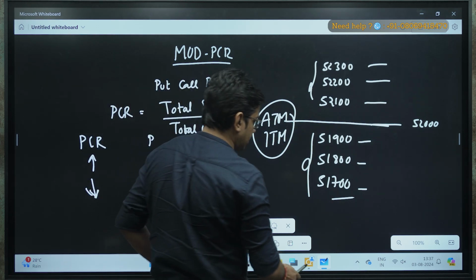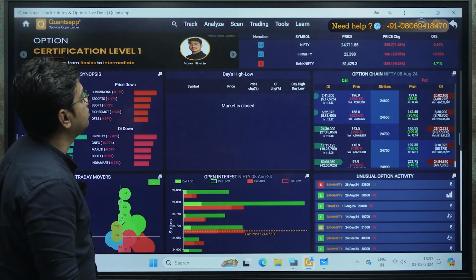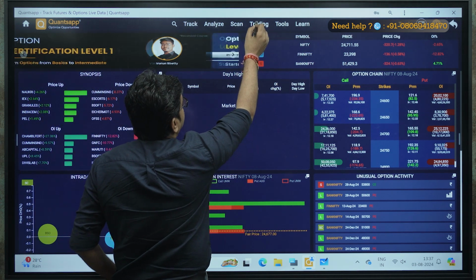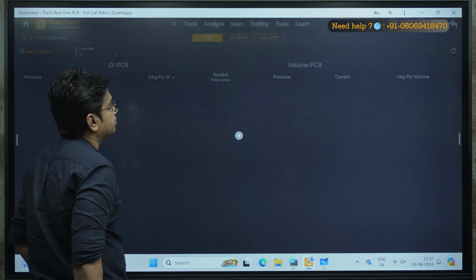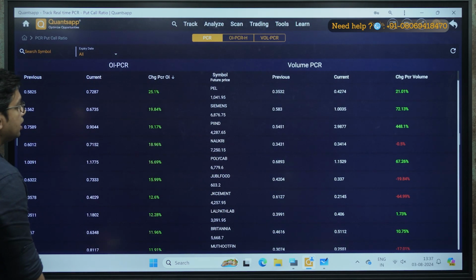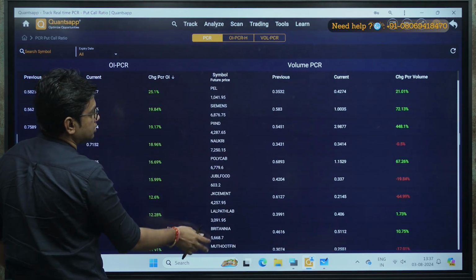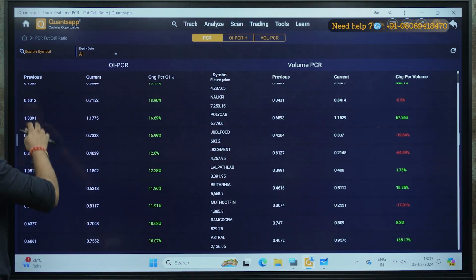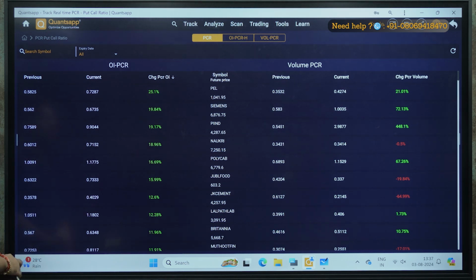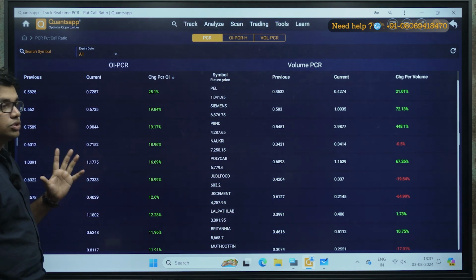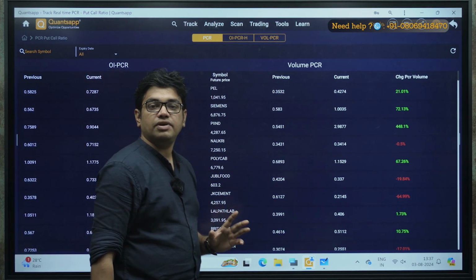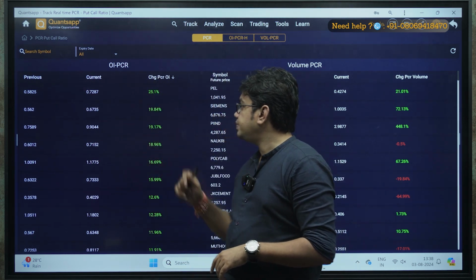Let me show an example. I'll go to the concept tool, select analyze and select PCR. Now here you can see we have different stocks, and it is showing how the PCR is changing. Here you can see PEL, Siemens, PI Industry, Naukri, Polycab, Jubilant Food. It is showing OI PCR, how it was previously: 0.5825, then 0.7287. So it has shown an increment of 25%. The PCR has increased by 25%.